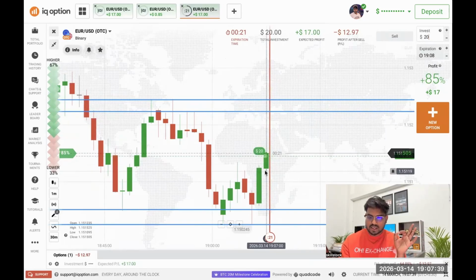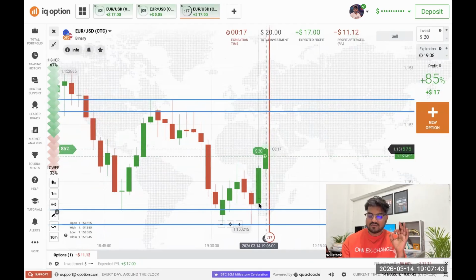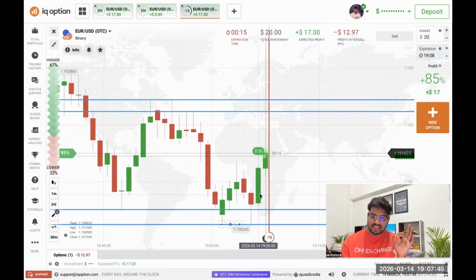It should be nearby this area or below that area. Why? Because it's a very good candle. It's a very good green candle.